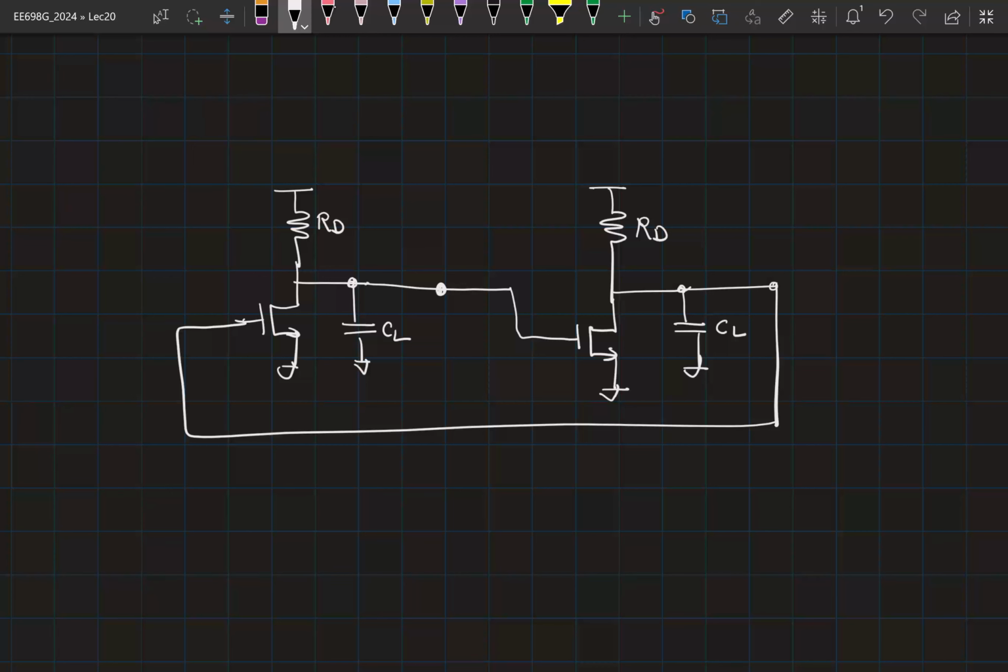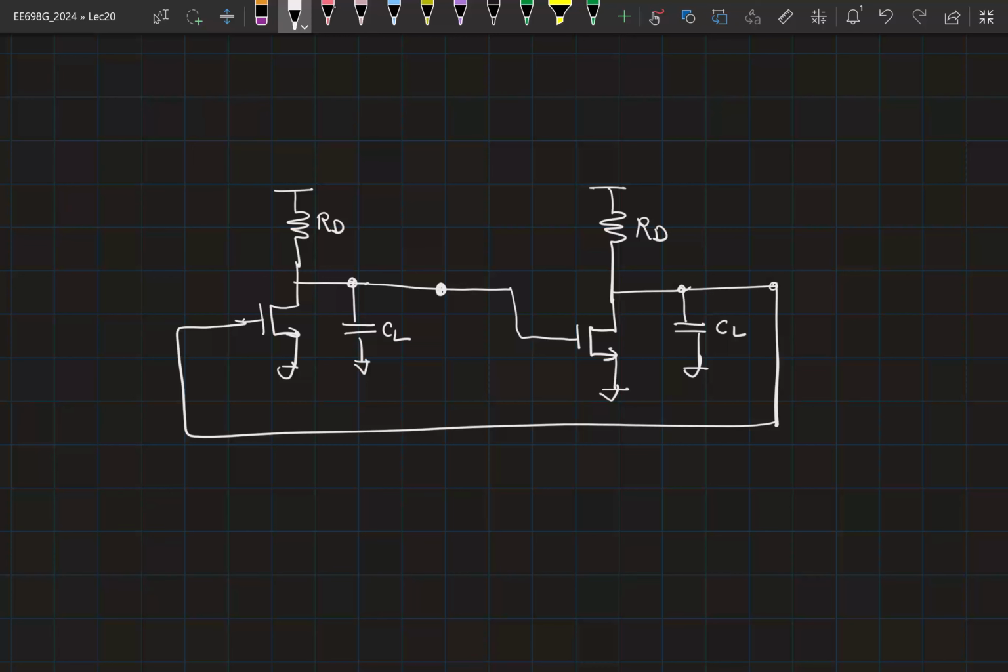Yes, so this will oscillate provided we choose GM and RD appropriately. So if I have a system with two poles, at what frequency do you achieve minus 180 degree? Infinity, right? So that itself is a red flag. But this circuit has something fundamentally wrong. What is the polarity of the DC feedback?